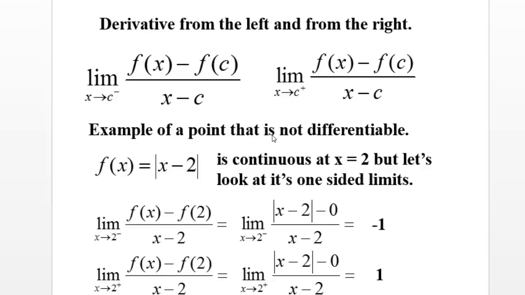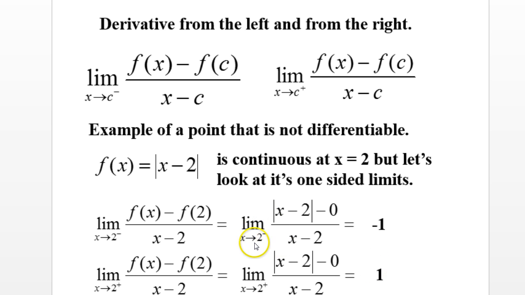Example of a point that is not differentiable. Okay, so this one is continuous at x equals 2, but let's look at the one-sided limits. Okay, so we actually plug it in. We're going to take x minus 2 and plug it in. Okay, so we get the absolute value of x minus 2 minus 0, because that's what happens when you plug in 2, you get 0. Okay, and so this simplifies to negative 1. Okay, this one simplifies to 1.